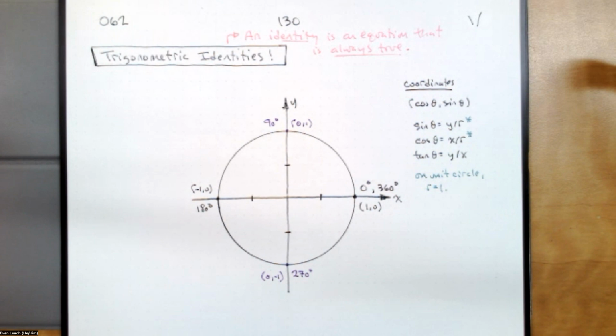This will help us remember what's positive where. Sine is positive when y is positive. That's quadrants 1 and 2. Cosine is positive where x is positive. That's quadrants 1 and 4. Tangent is positive where x and y have the same sign. That's quadrants 1 and 3.